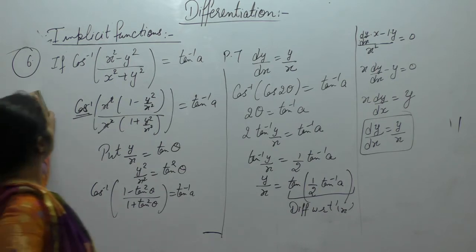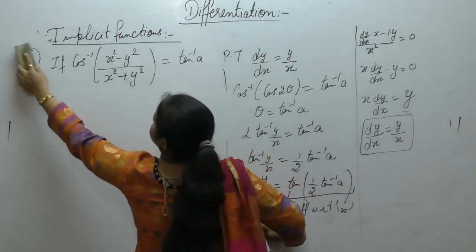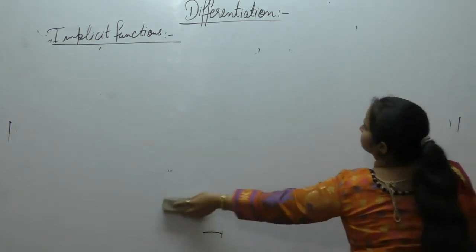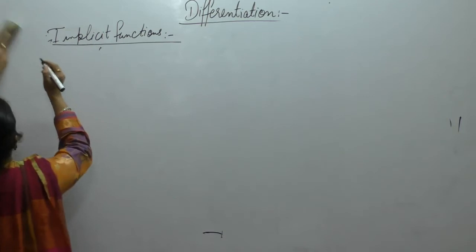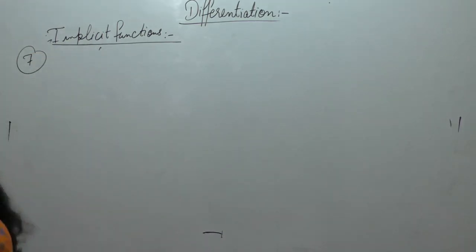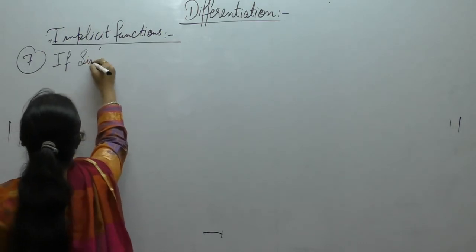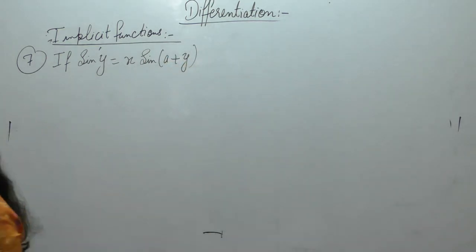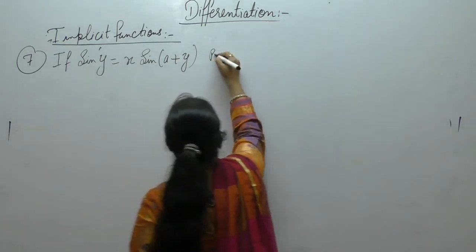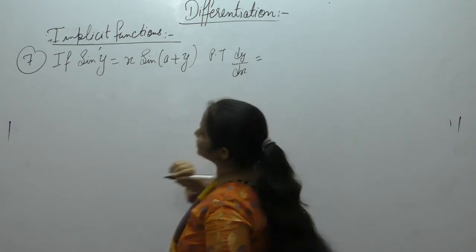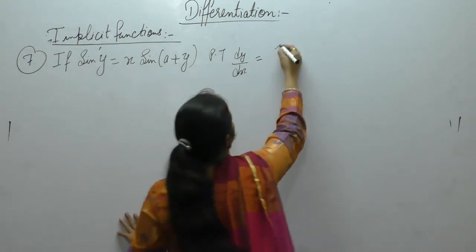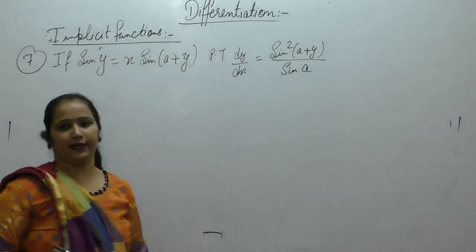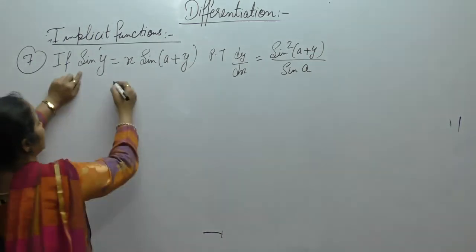Now next one. Question number 7. If sin y is equals to x into sine of (a plus y), prove that dy upon dx is equals to sine square (a plus y) upon sine a. We have been given this, differentiate this with respect to x.